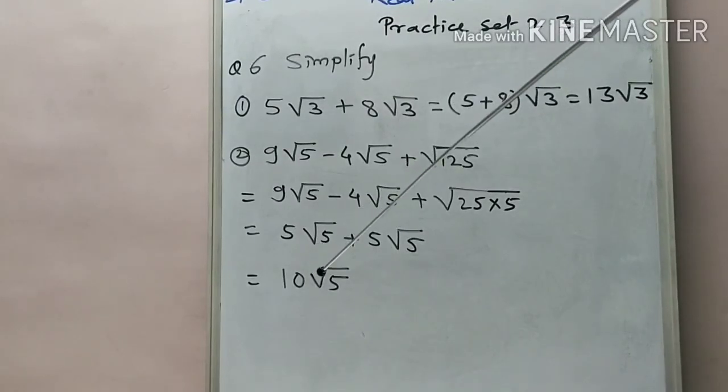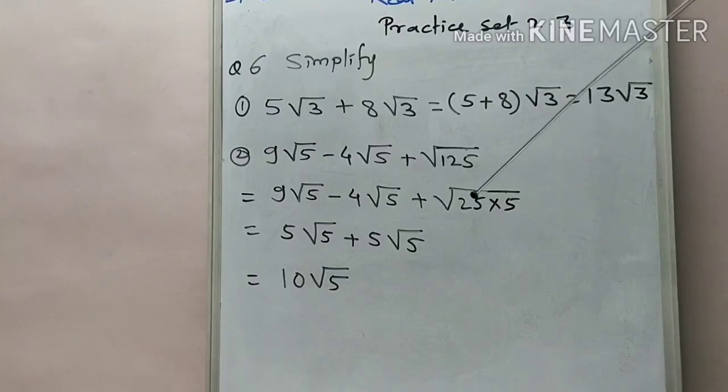Getting this? What we do here, that the last surd which is not a like surd with the first two, so we factorize 125 as 25 times 5, we take the square root of 25 outside as 5. So here we get 9 root 5 minus 4 root 5 plus 5 root 5. So subtraction of first two like surds, 5 root 5 plus again this last one 5 root 5. So that addition is 10 root 5, the answer. Okay.